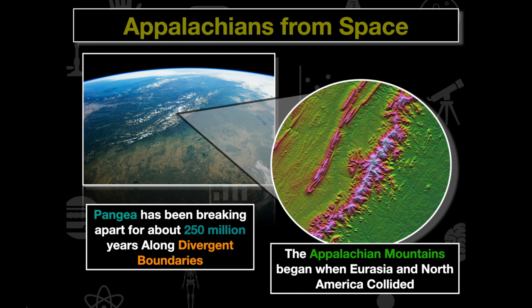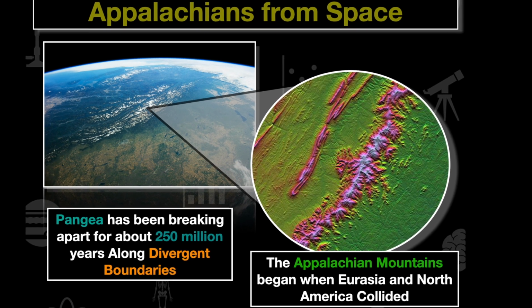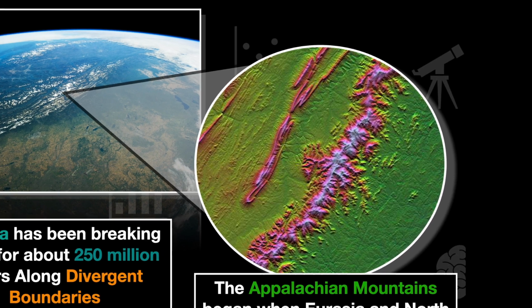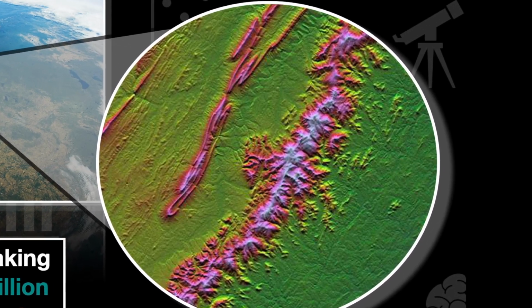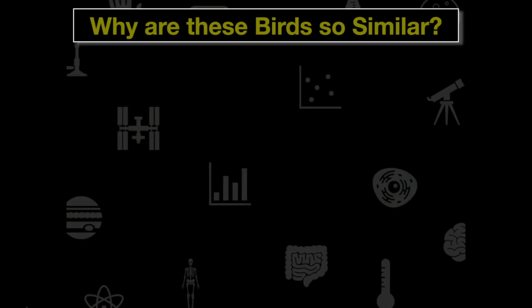And the Appalachian Mountains were created by the collision of Eurasia and North America. And we can see in the image here, all of these ridge lines are created because of these plates spreading apart, and then colliding.